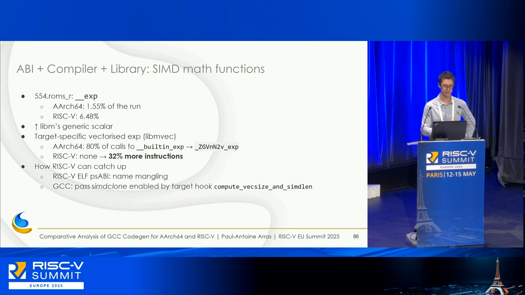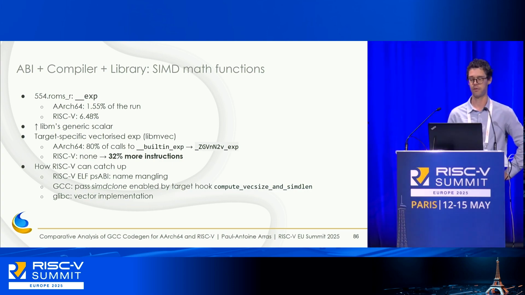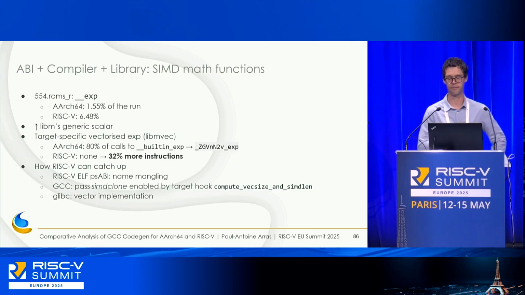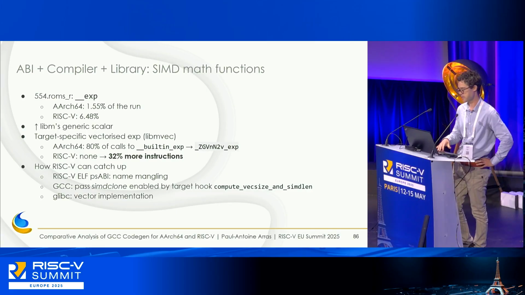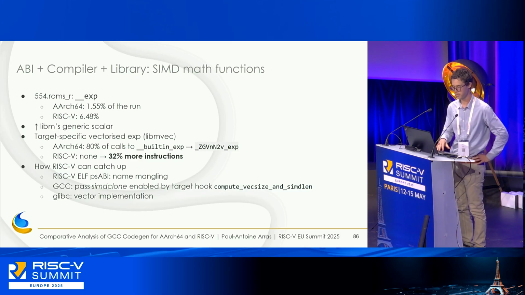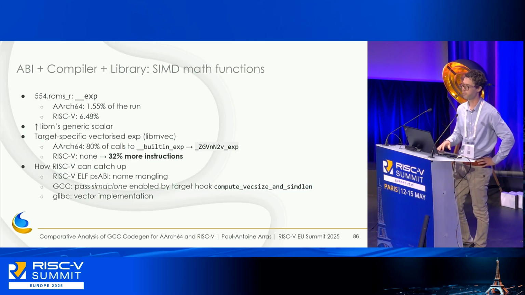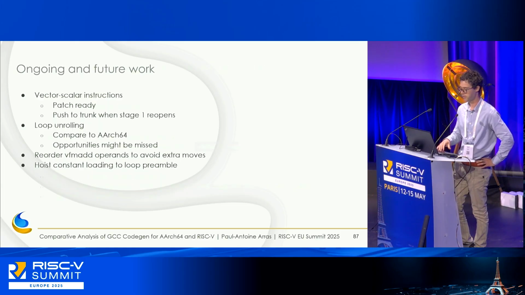So a few things that RISC-V can do to catch up, and that is already doing actually. First, working on the ABI to address name mangling. On the GCC side, enabling the SIMD clone pass, and on glibc, well, writing the vector implementation. So all those 3 points are already being addressed by the community. There are patches being reviewed at the moment.